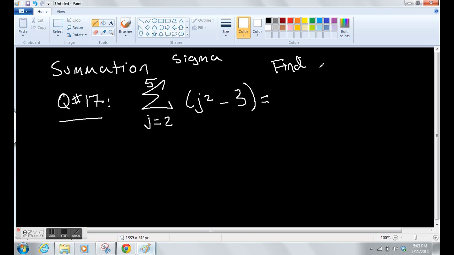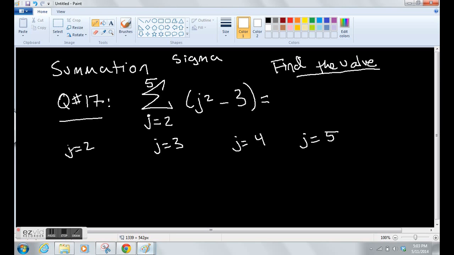Essentially, this is what we're doing with the rectangles. We're adding a bunch of things. If you're wondering why this summation is in this section, it's because you're summing the area of the rectangles. But what you do is you take this variable and you let the variable go from 2 to 5. So in this case, we're going to let j equal 2, j equal 3, j equal 4, and j equal 5. And then when j equals 2, we get 2 squared minus 3, right? I'm plugging j equals 2 there.